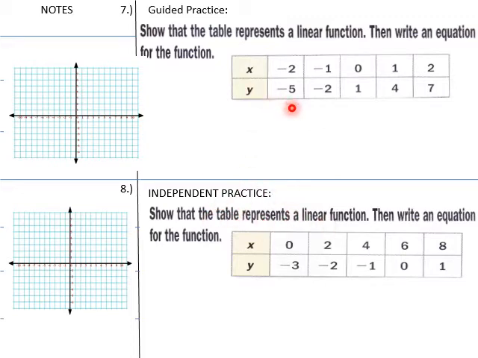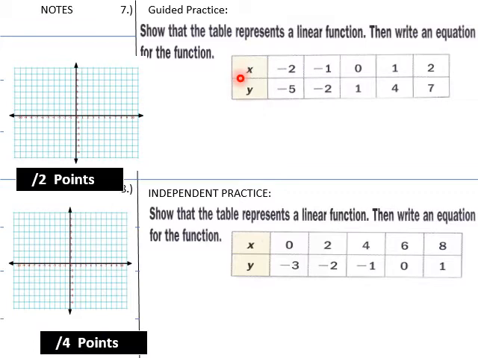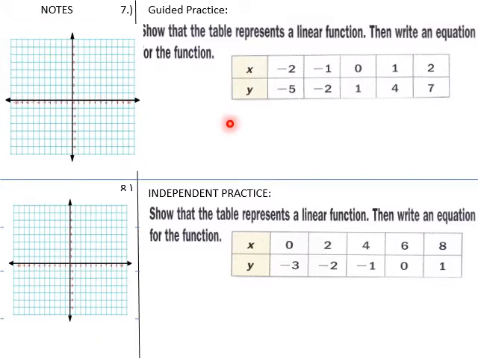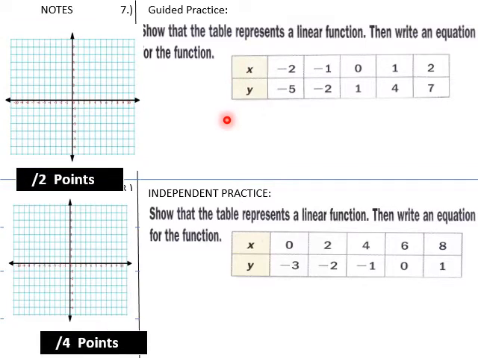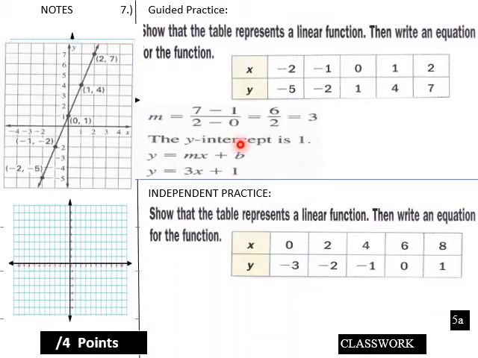Then write an equation. So to write an equation of this table here, we have to find the slope first. So we pick 2 random numbers here, (7, 22) rather, and then (0, 1). This is a y-intercept here, (0, 1). Anyway, we figure the slope is 3. We plug that in for m.